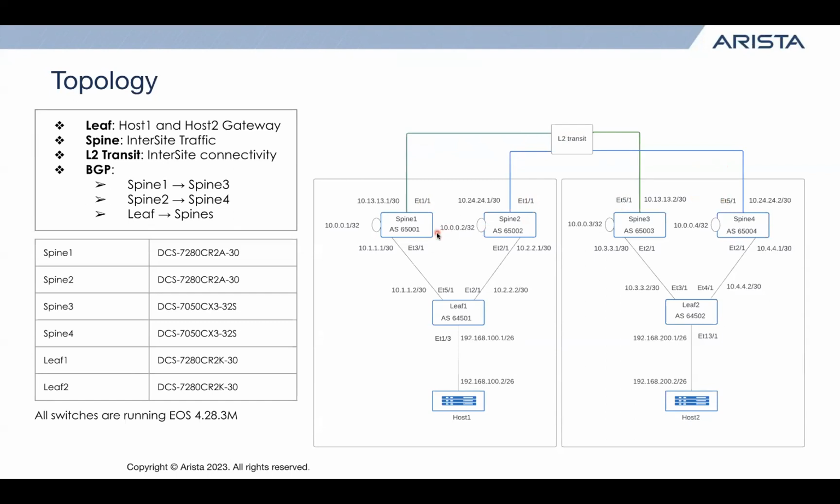The AS numbers that we are using are all present on the devices themselves, just for your reference. To make it intuitive, I'm keeping all of the host subnets in the 192.168 aggregate, and all of the network interfaces are going to be part of the 10.x subnet range. All of our devices are running 4.28.3M, and there's a quick snapshot of the platforms that we use today, just in case you want to come back and take a look at it. Once again, just want to remind you that we have posted a link to this topology in the webinar chat. So please download it so you can follow along with us during this session.